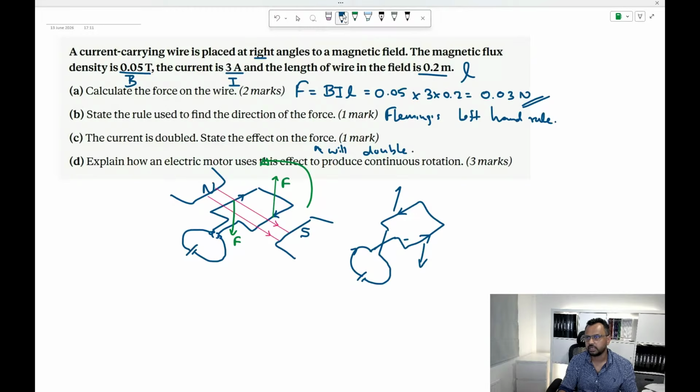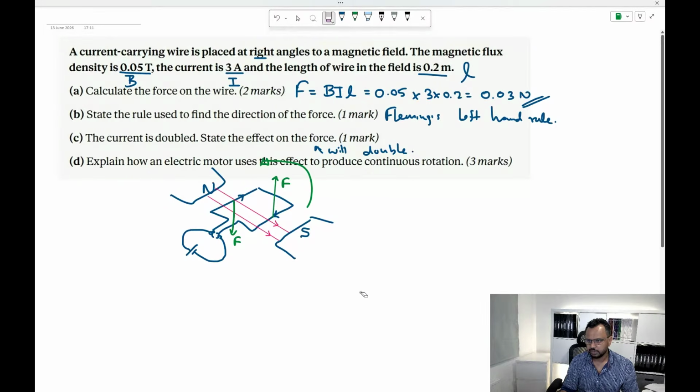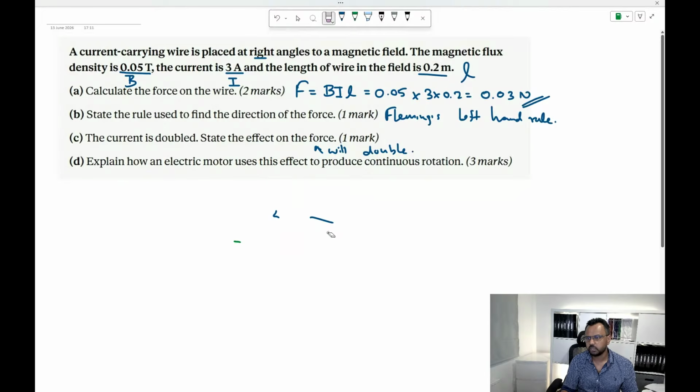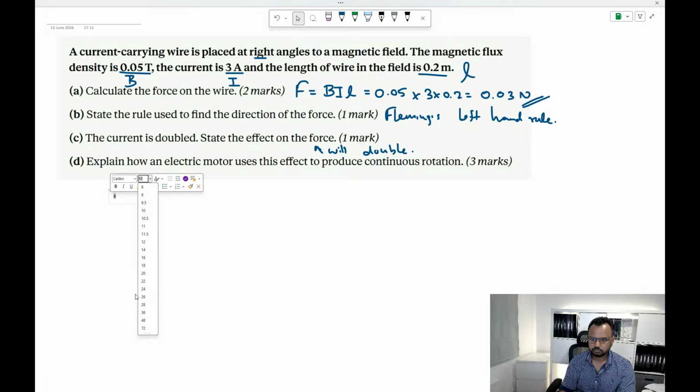Now, how do we write it? Let's see. That is the setup here. Explain how an electric motor uses this effect to produce continuous rotation. Let me write a GCSE exam standard answer to this part.